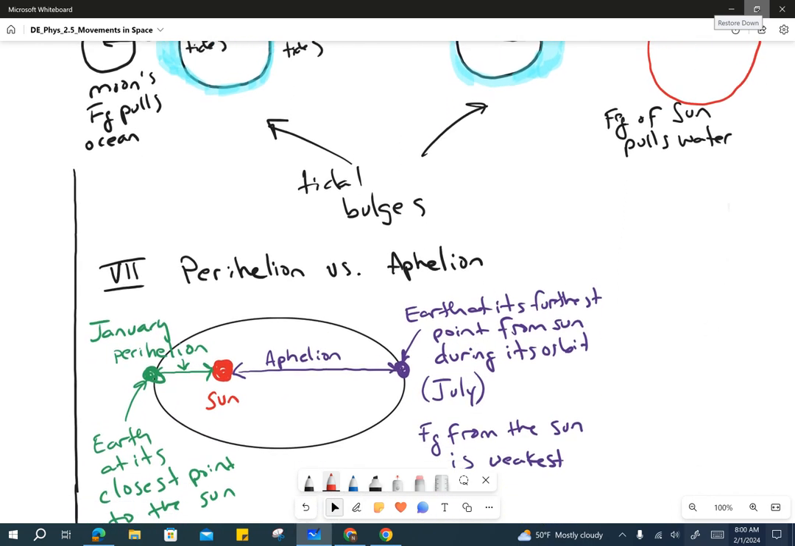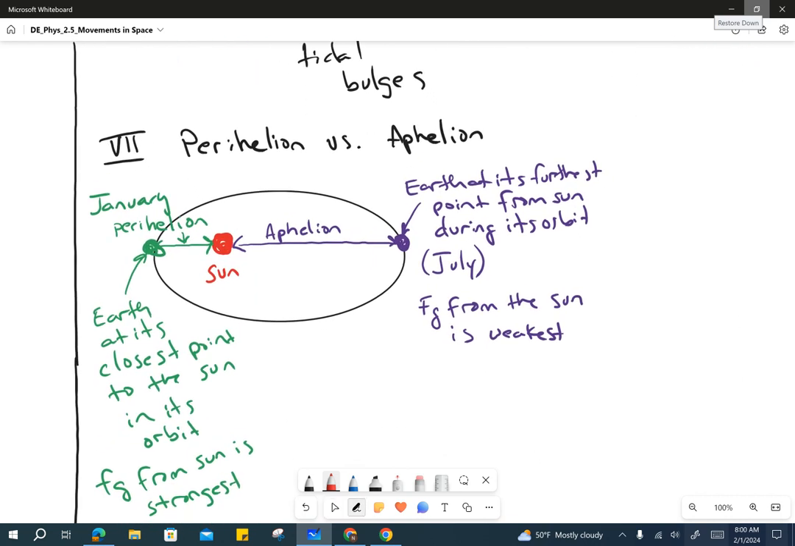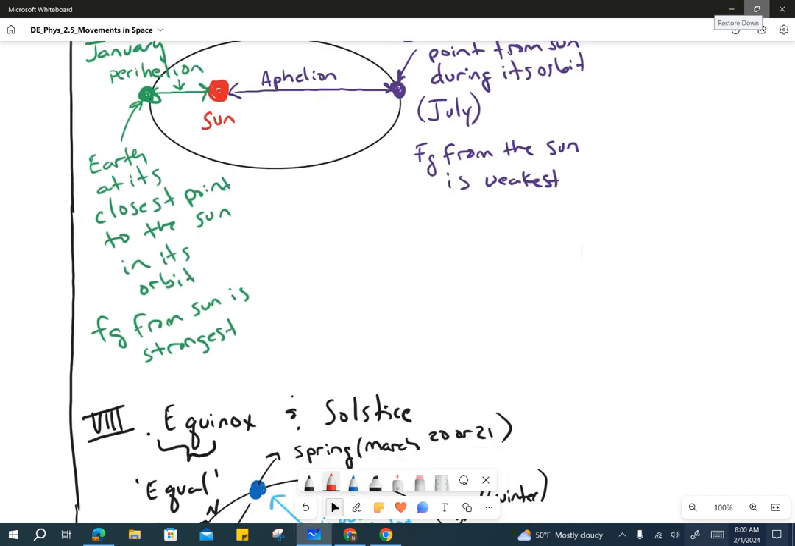Okay. Roman numeral 7. You're going to hear these things about perihelion and aphelion. As a planet orbits around the sun, sometimes it's near the sun, we call that perihelion. Sometimes it's far away from the sun, we call that aphelion. When you're furthest away, the force of gravity from the sun is at its weakest. When you're closest, and for Earth, we're closest to the sun in January, perihelion, that is going to be the strongest.